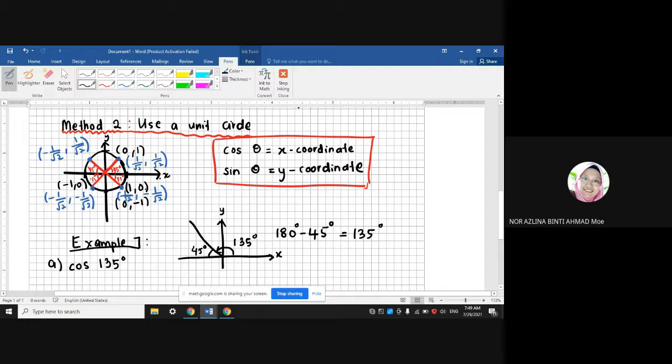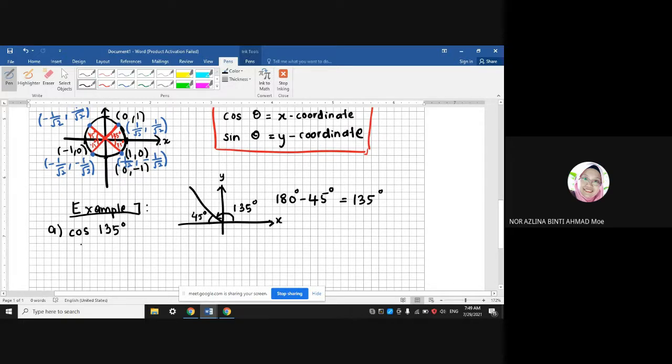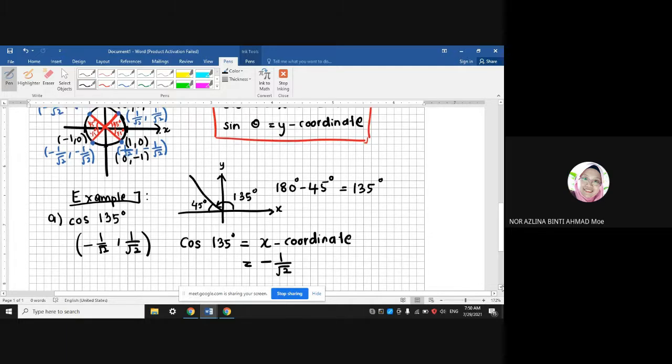135. So we can use the second line, okay, this line. So the coordinate for angle 135 is negative 1 over square root 2 and 1 over square root 2. This is the coordinate because we want to use the unit circle. So we take the coordinate of the point. Just now, I told you cos theta equals the x coordinate. So cos 135, we take the value of the x coordinate. So what is the coordinate for this point? Negative 1 over square root 2. So this is the answer for cos 135.